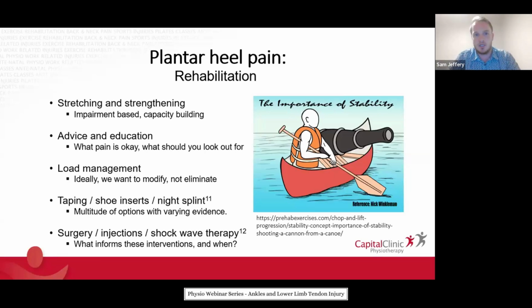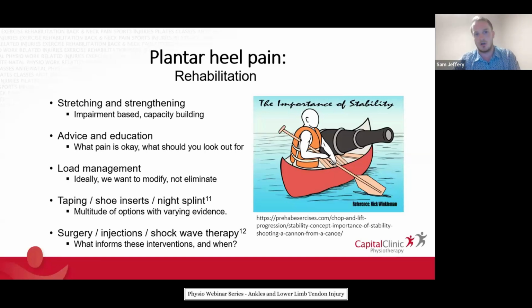So stretching and strengthening is where I'll typically start, and there is, again, varying evidence on stretching for pain relief. So typically stretching through that plantar fascia, or potentially stretching through the calf muscle. Some people might get great pain relief, some might not. Strengthening is where I will spend a lot of my time if I feel it's necessary and if there are deficits there that need to be addressed, which again is impairment based.